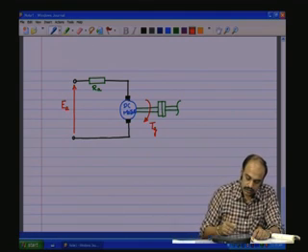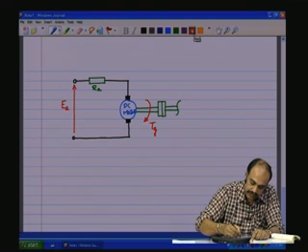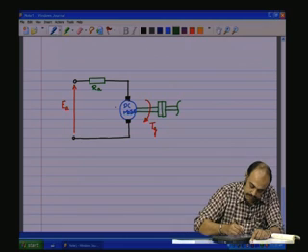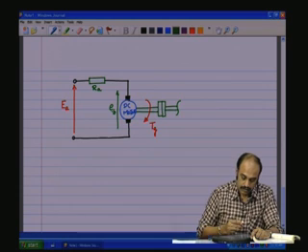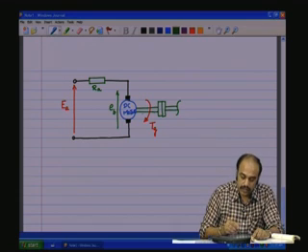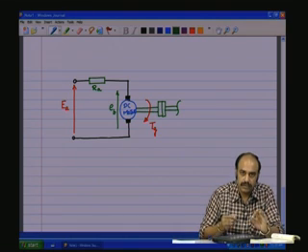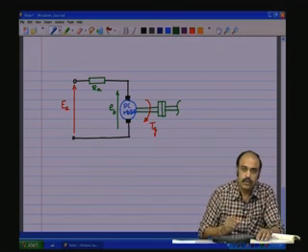Here also, if there is a load connected, that load gets reflected as a back EMF, EB. Meaning, EA has caused the rotation of the shaft, and because the shaft is rotating, because any shaft in any DC machine, if it rotates, it is going to generate a voltage across the brushes.